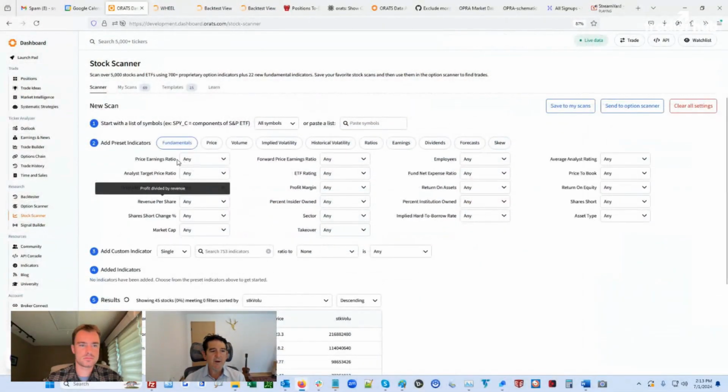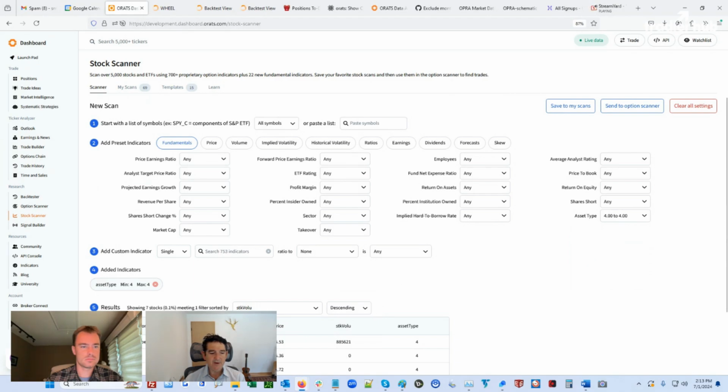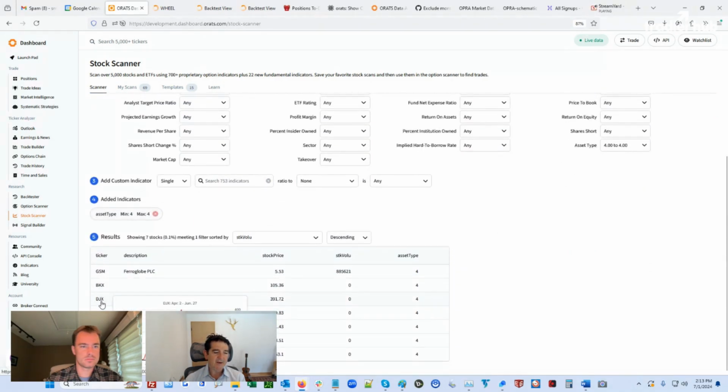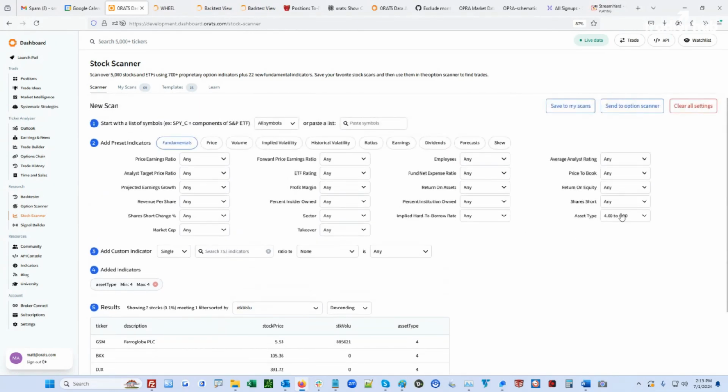If you go to the stock scanner, you can look for the asset type that is only indexes. That's 4. And so then these come up: BKX. Oh yeah, I should have said the Dow, the DJX, NDX, SPX, and UTY. So those are the main ones there. And then all the rest are stocks again that you could go look for.